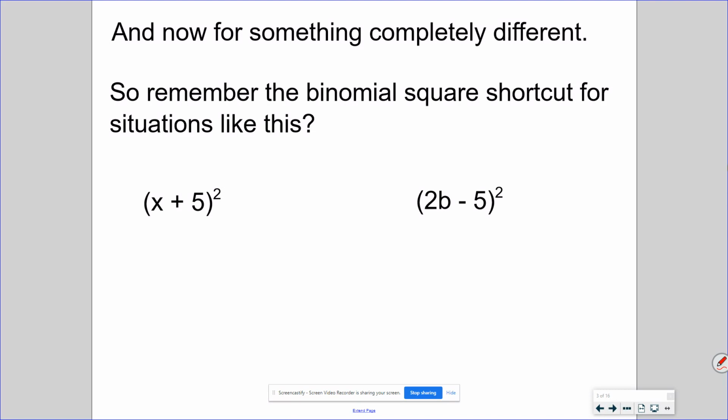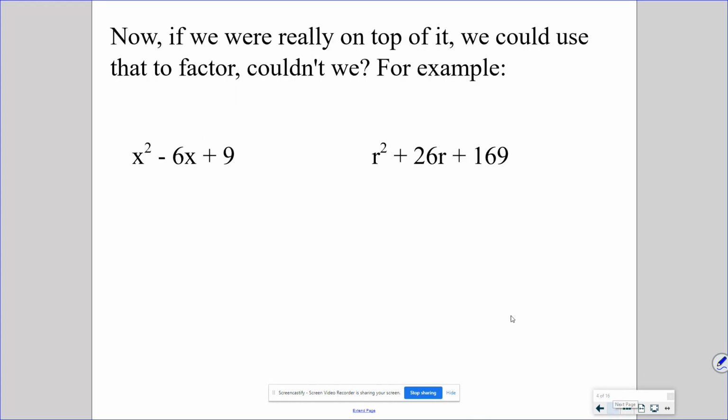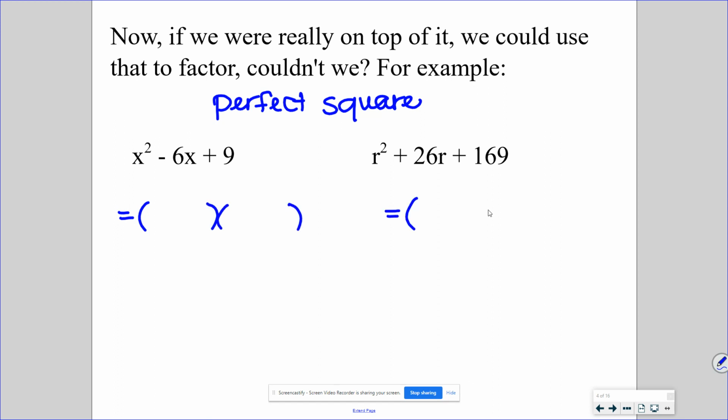Okay, and so the next thing that we need to talk about is factoring a perfect square trinomial. That's what these are called. These are called perfect square trinomials. They're called perfect squares because when you factor them, the two parentheses that they factor down into are the same.